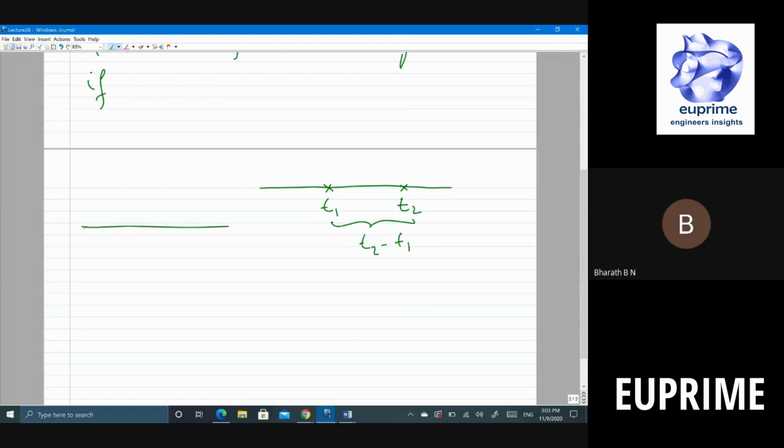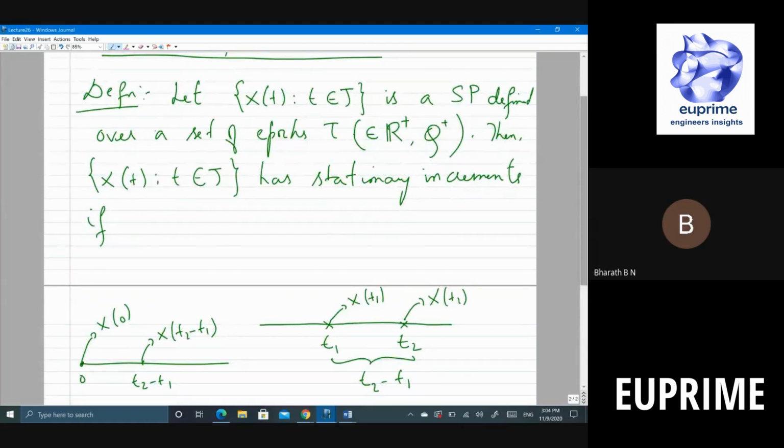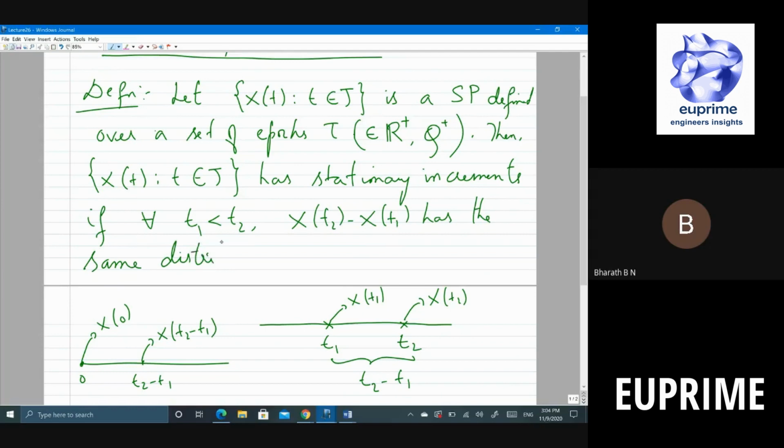So if you look at another process which starts at 0, and this is t2 minus t1, the difference between x of t2 minus t1 and x of 0 will have the same distribution as x of t2 minus x of t1. Then we say that it has the stationary increment property. So stationary increments, if for any t1 less than t2, x of t2 minus x of t1 has the same distribution as x of t2 minus t1 minus x of 0.